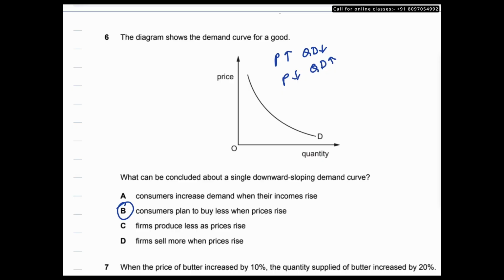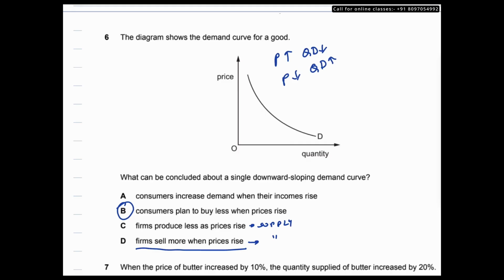Option C says firms produce less as price rises. Now this is again more supply oriented, so it does not concern the demand curve. Likewise, option D says firms sell more when price rises. So this also is supply oriented. It does not concern the demand curve.